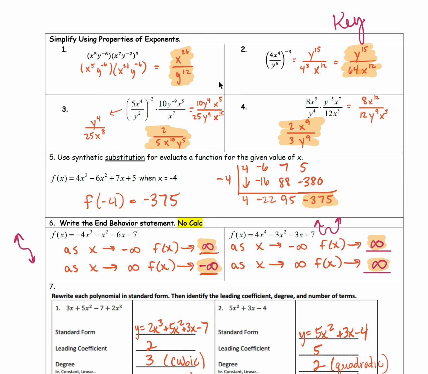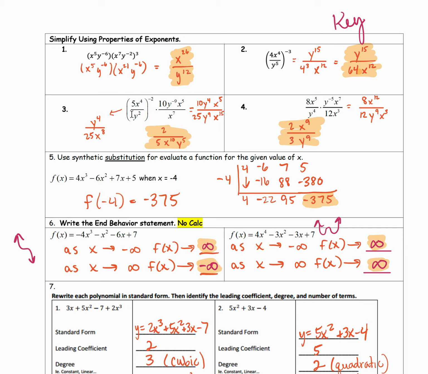Second one, go ahead and make this negative 3, negative 12, negative 15, but then they all flip because of the negative exponent. And there's really nothing else to do other than 4 cubed is just 64.